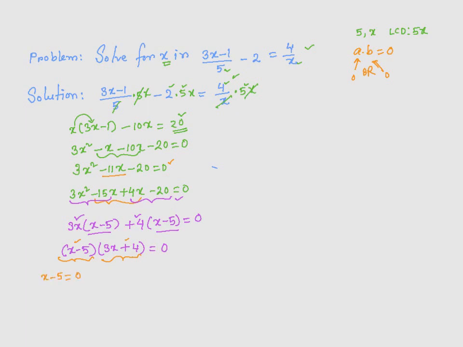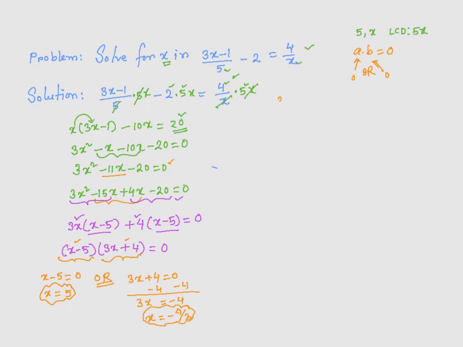So what if x minus 5 is 0? In that case, x is going to be 5. So one of my solutions is x is equal to 5. What if the other one is 0? If the other one is 0, 3x plus 4 is equal to 0. You can subtract 4 from both sides. You'd get 3x is equal to negative 4, and then divide both sides by 3. That's going to give you x is equal to negative 4 over 3. And that's my other possible solution. Now at this point, I have to check my answers, check my solutions, and see whether it works. I'll do it for both.